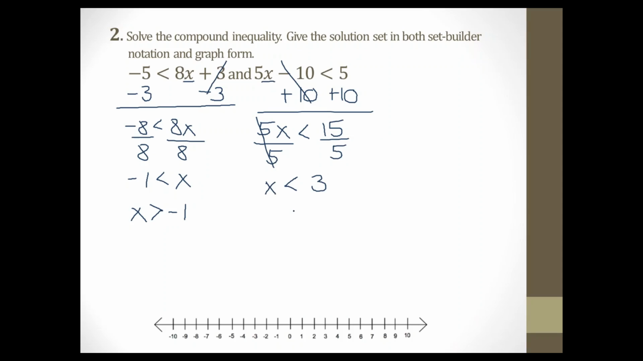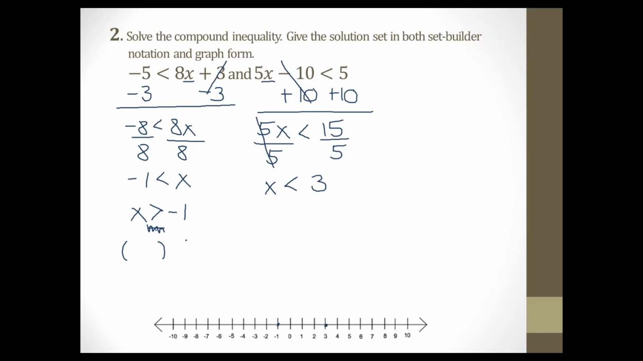Now first of all they want me to graph it, and here's already my number line, so I need to make sure that my negative 1 is on there right here, and then also my 3. And then I have greater than and less than signs, so that means that I am going to use parentheses instead of brackets. And let me erase them, so that you don't think it's a greater than or equal to sign.